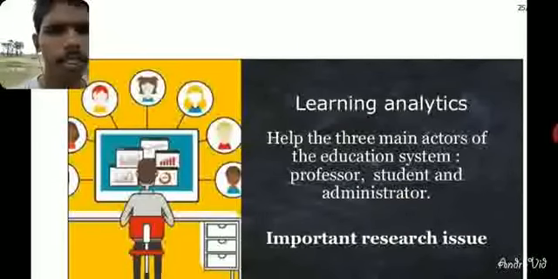The learning analytics help three main actors of the education system: professor, student and administrator.